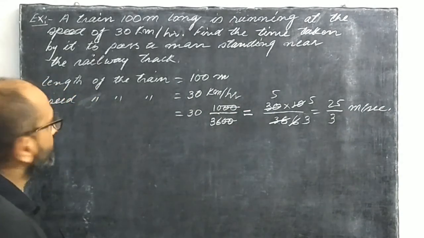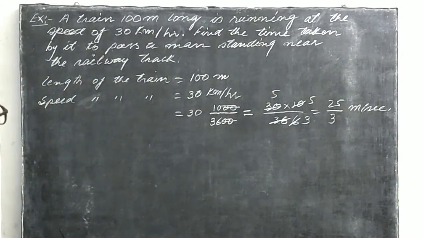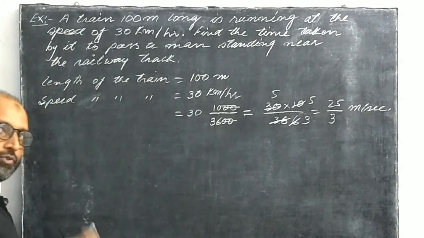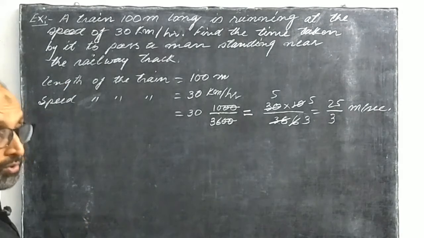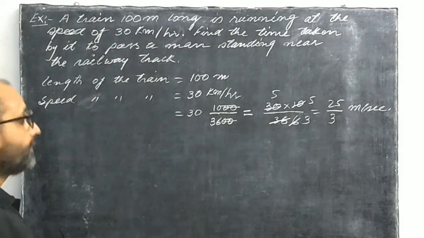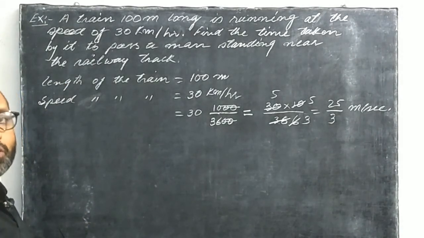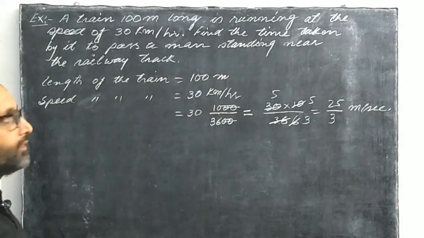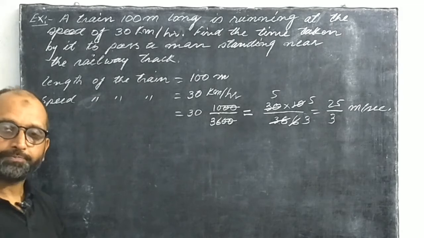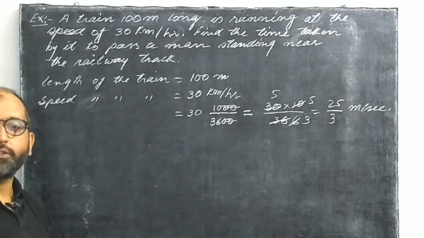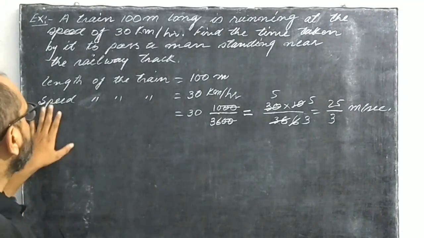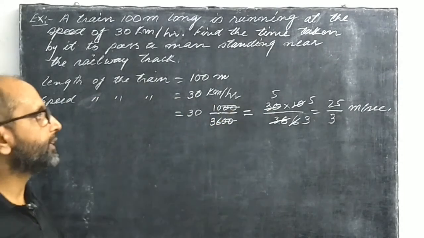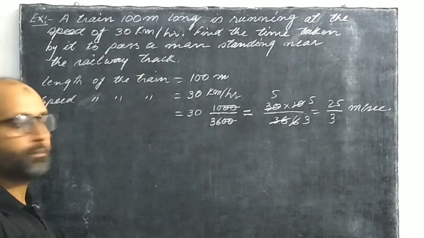So as I have explained in the beginning, in the case of a man or a pole or a tree, the distance traveled by the train in order to cross over is exactly equal to the length of the train itself. So length of the train is given as 100 meters, so that means the distance traveled by the train to cross over the man is equal to 100 meter, and the speed of the train was given as 30 kilometer per hour, and we have changed it into meter per second, that is 25 upon 3 meter per second.